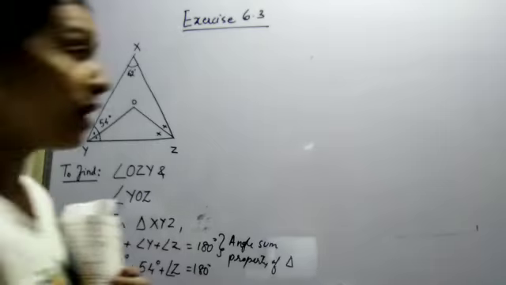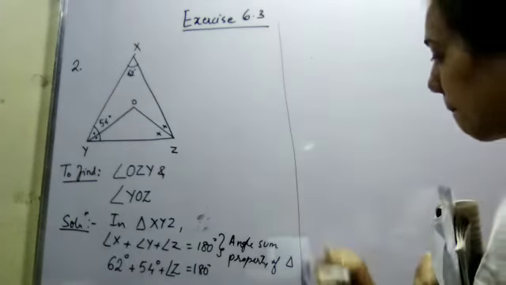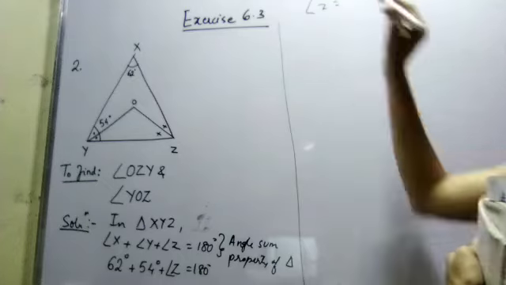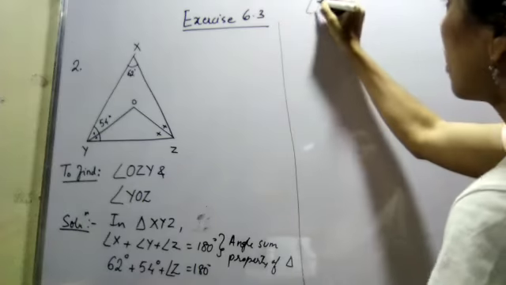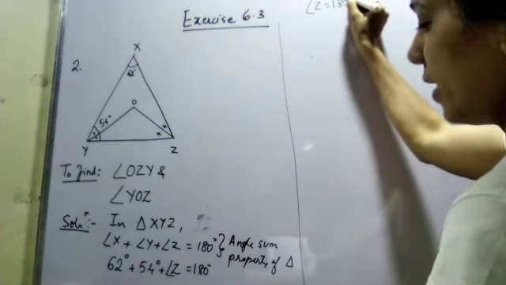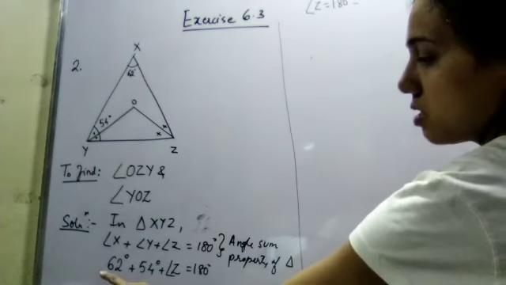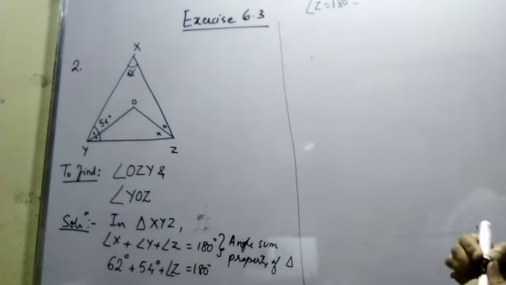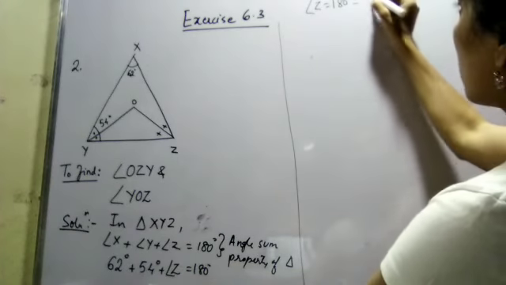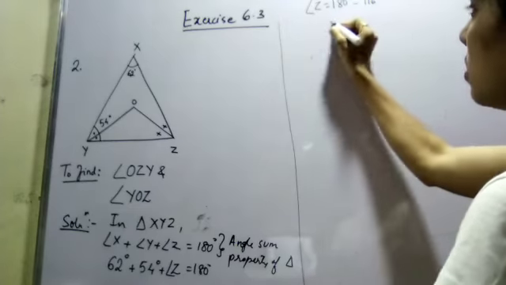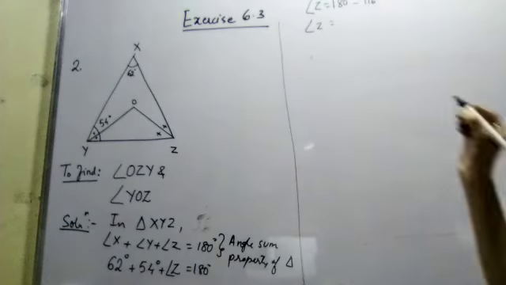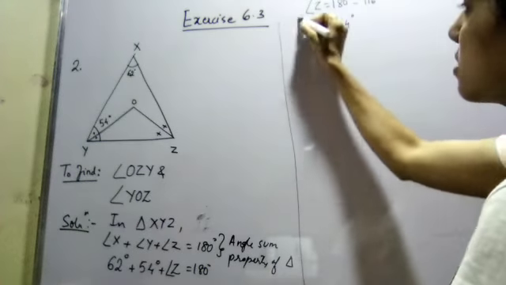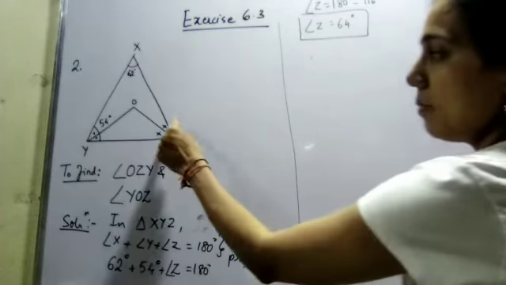So with this, we can find out angle Z. Measure angle Z is equal to 180 minus, see this is 62 plus 54. Okay, so you will add this and you will get this as 116, and you will get the measure of Z. Measure of Z is going to be 64 degrees. So this complete measure we have got.